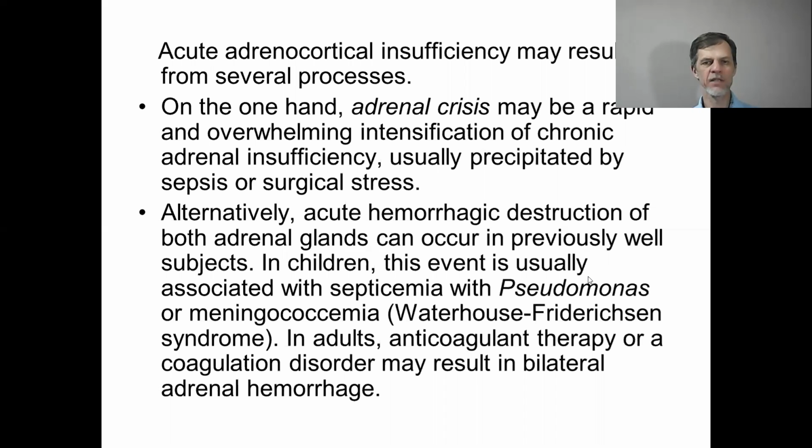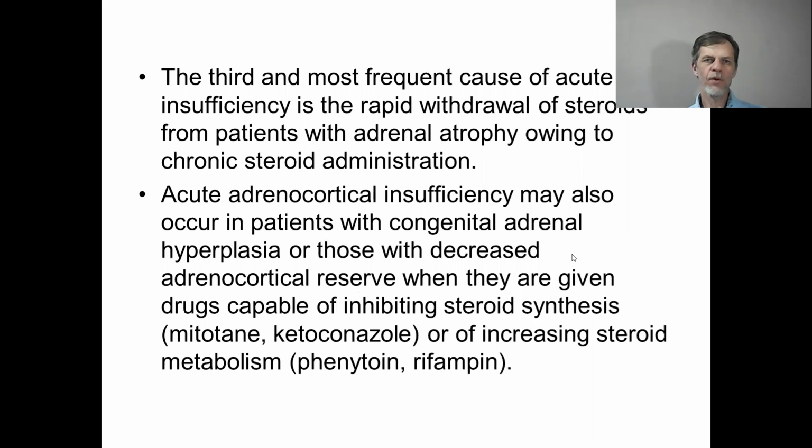You know, someone has continuous nasal bleeding. The patient has weak vessels in his nose. But if the patient has weak vessels in his suprarenals, give anticoagulant therapy, and bleeding, damage and destruction of both suprarenals. The third and most frequent cause of acute insufficiency is the rapid withdrawal of steroids from patients with adrenal atrophy owing to chronic steroid administration.